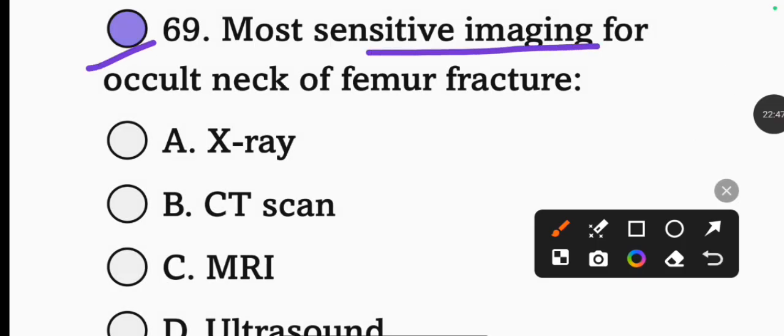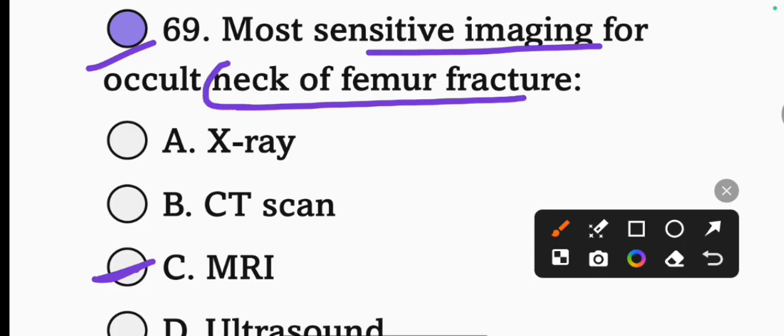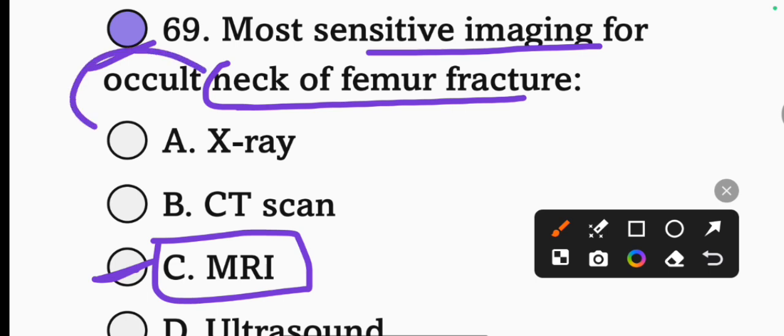Okay, now come to question 69. Most sensitive imaging for occult neck of femur fractures. Actually, the most sensitive imaging is MRI for neck of femur fractures, because X-rays may be normal in early fractures. CT scan misses trabecular fractures, because neck of femur fractures are trabecular, whereas MRI detects bone marrow edema as the earliest sign. So C option given is the correct option. Best is MRI because it is the gold standard. Okay, so you can read up on occult fractures now.